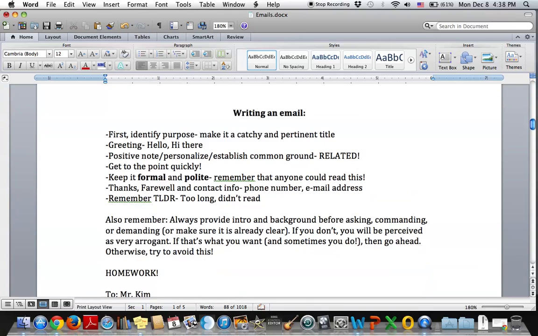And the last thing, always provide an introduction and background before asking, commanding, or demanding. Or make sure that that is already clear. Because if you don't, it's going to sound like you're very arrogant. If that's what you want, like we've said with other things, then go ahead, but otherwise try to avoid it. We have to be careful with that. So that's basically that right there.